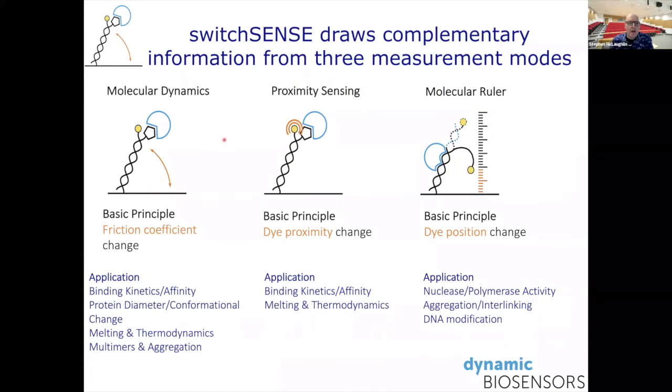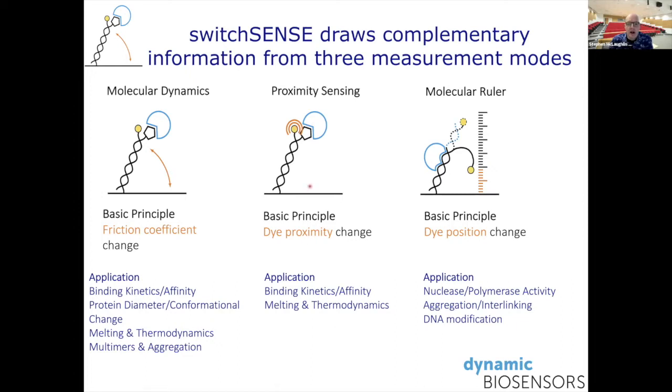There are also other modes that switchSENSE can use. We've looked at dynamics, which we can use to look at binding and diameter changes, conformational changes, and melting. We can also look at proximity sensing. If you remember from the fluorescence talk, with the MST, we talked a bit about changes of the fluorescence properties of the fluorescent group with something else bound close by. And in this case, you don't need to switch. You can just have the nanolever standing up. And if something binds close by to the end of the nanolever, then this may change the environment of the fluorophore and change the fluorescence.